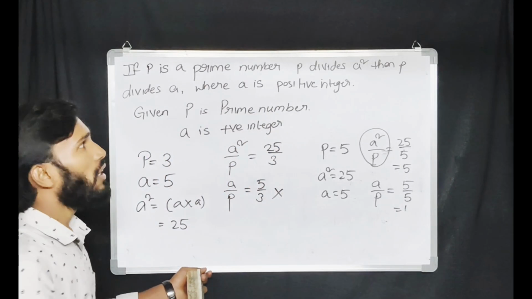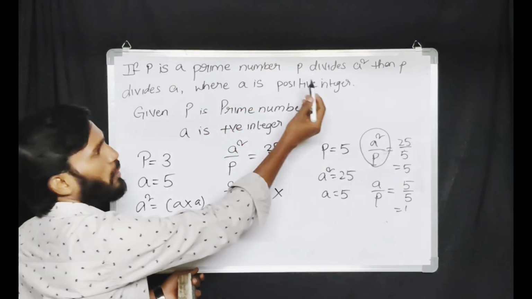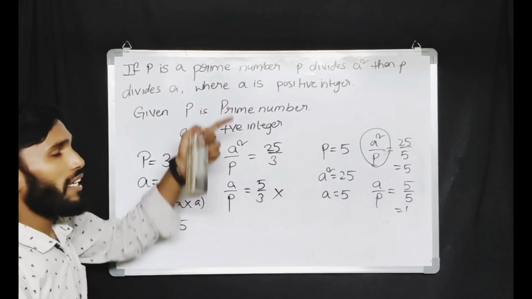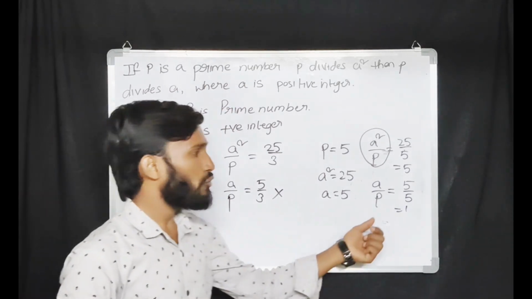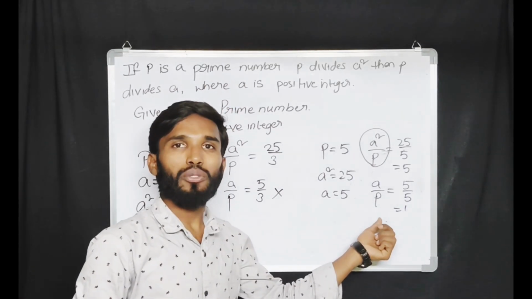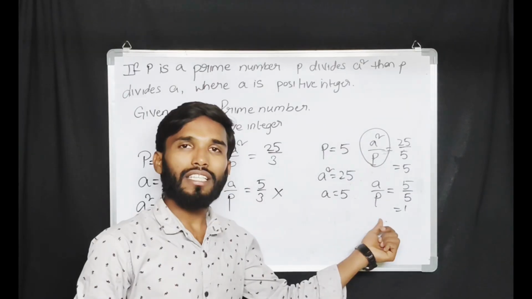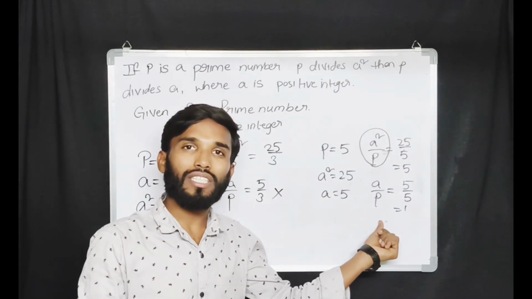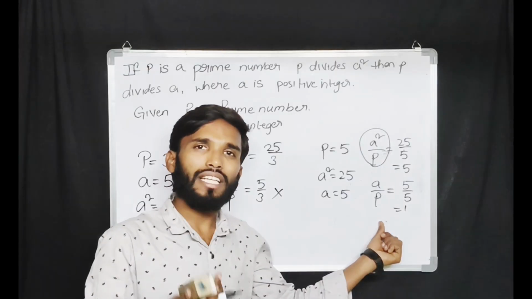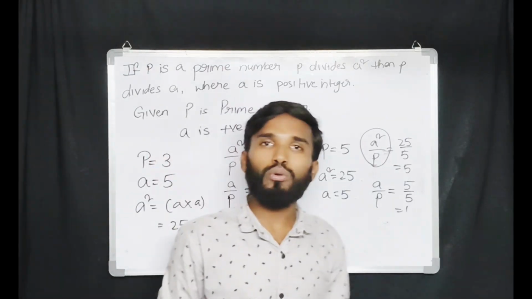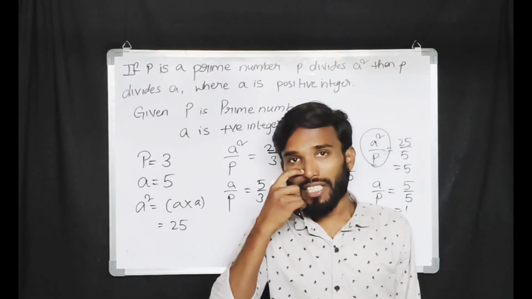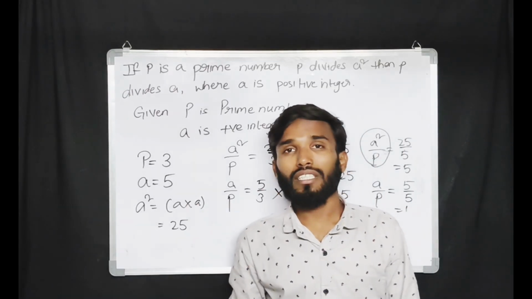That is, if P is a prime number and P divides A square, then P divides A also, when A is a positive integer, as we proved by using Euclid's lemma. This is the theorem which helps us to prove root 2 is irrational, root 3 is irrational. Such like so many problems we can prove by using this theorem 1.2. This is a very important theorem in class 10 chapter 1.